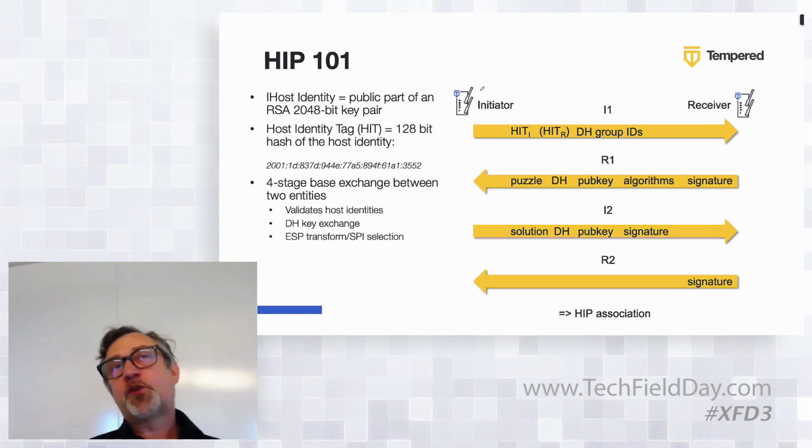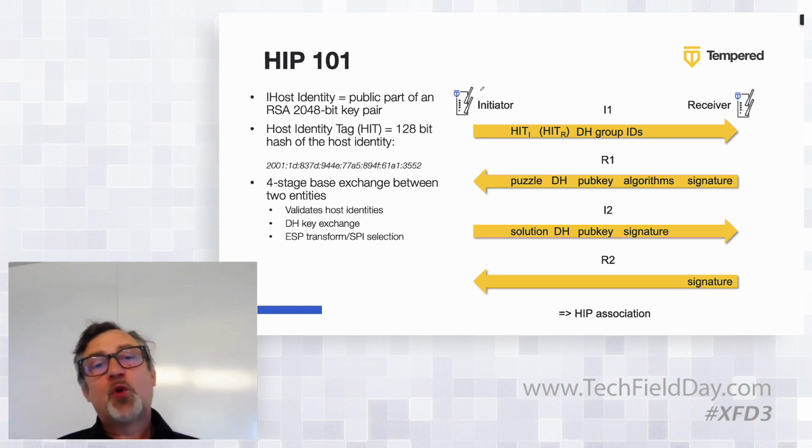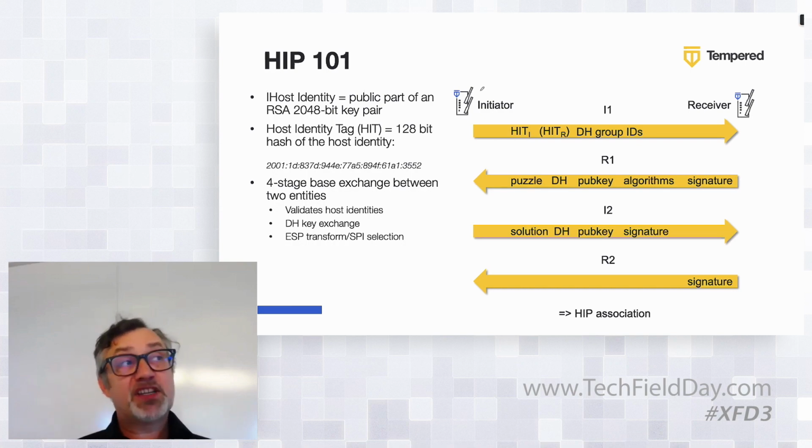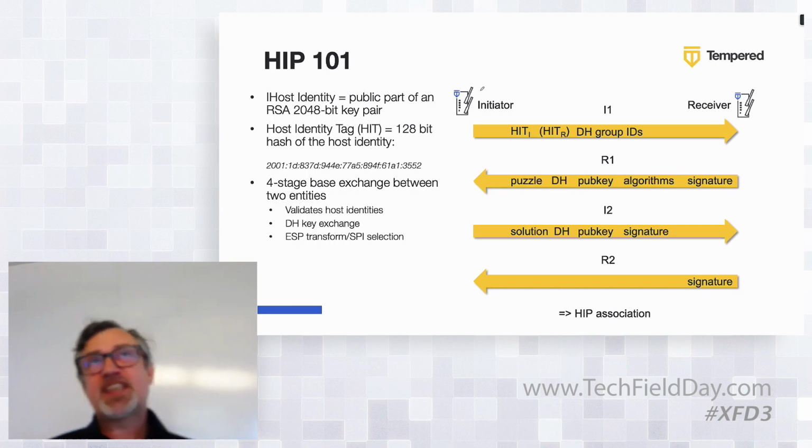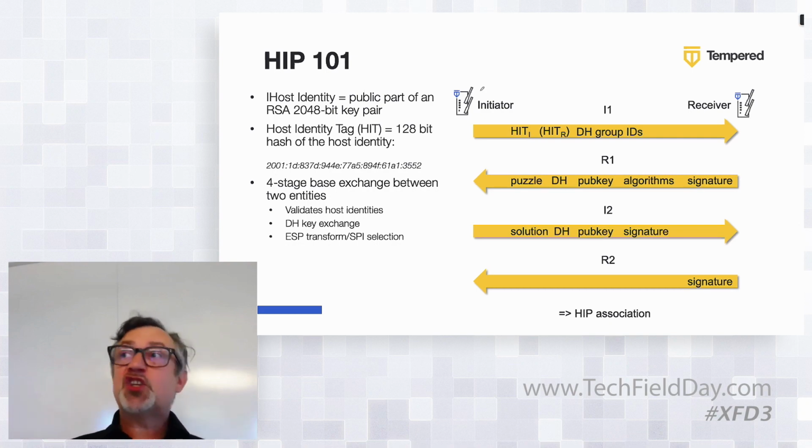The first message, the I1, will simply contain the HITs of both of the parties. The receiver's HIT is actually not mandatory, so implementations may allow you to omit it. You could eventually build up things such as a discovery system, where the initiator of the communication doesn't actually know the identity of the receiver. But a typical exchange would have both.